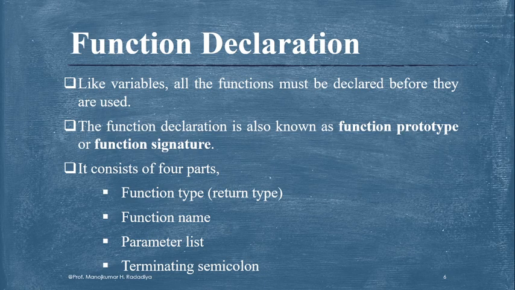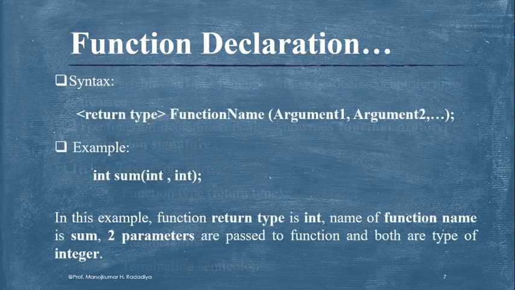Whenever we want to deal with the first element, that is function declaration, we have to focus on four parts. The first one is the type of function, that is the return type. The second one is the function name. The third one is the parameter list, and the fourth one is the terminating semicolon. So whenever we want to declare any function, we have to use these four things: function type, function name, parameter list and terminating semicolon.